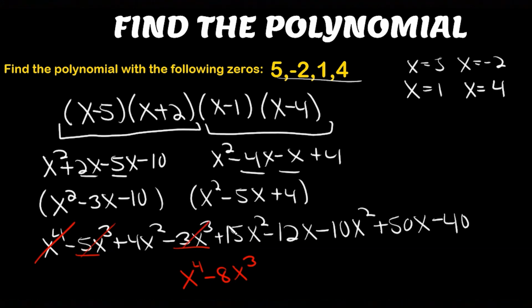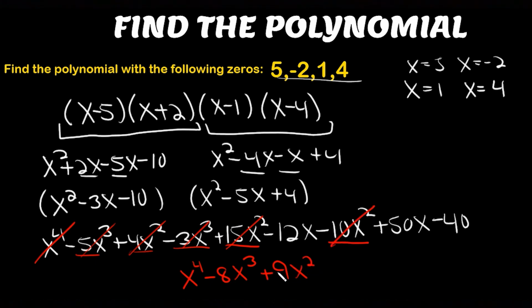Now I go into x squared. What can I combine that with? Well, I have a few of them. I have 4x squared. I have 15x squared. And then I have negative 10x squared. So 4x squared plus 15x squared will give me 19x squared. So I'm at 19x squared, and then minus 10x squared, I'll get 9x squared, positive 9x squared, right? So positive 9x squared. All right, so we're done with all those terms.